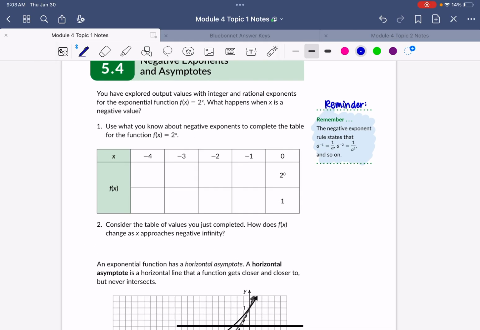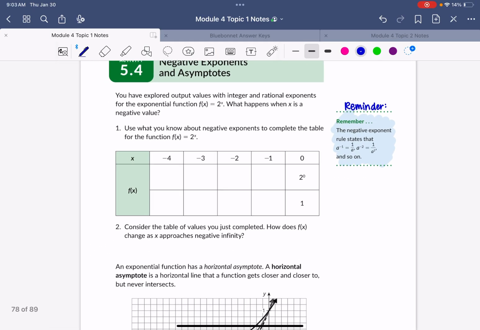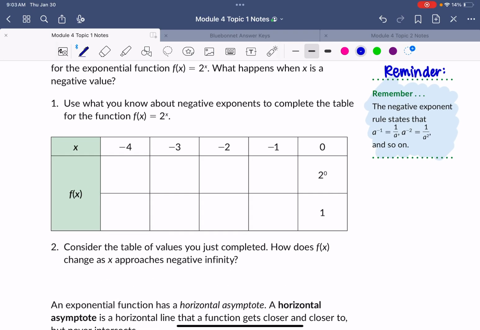Okay, so now let's put that into use here. We're going to continue using our f of x equals 2 to the x power equation. Now they're wanting me to put in these different values for our exponent. So if I do that, this first one is going to become 2 to the negative 4 power. Then I'll have 2 to the negative 3 power, 2 to the negative 2, and 2 to the negative 1.